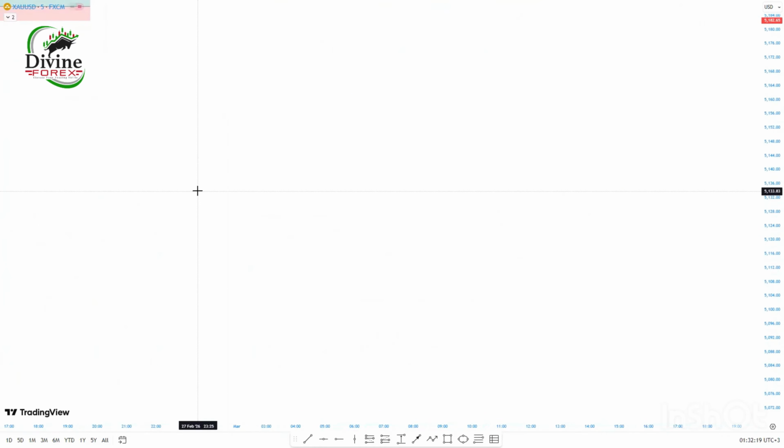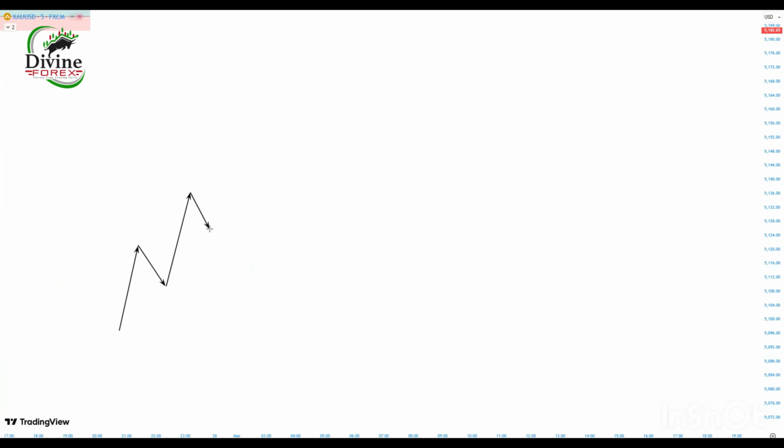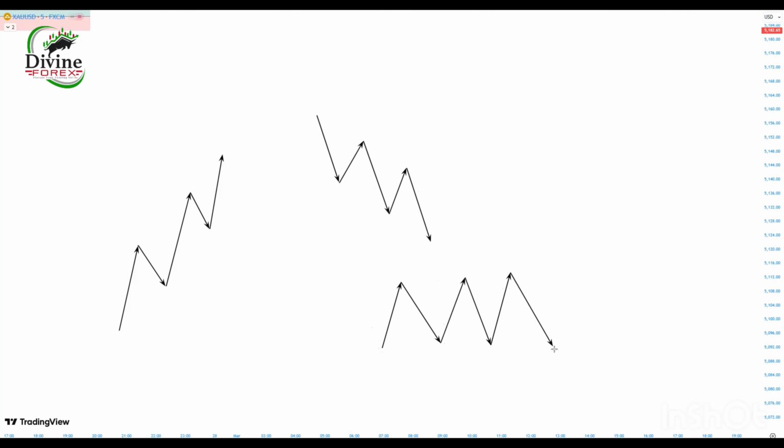What is market structure? Market structure is simply how the market moves. And usually the market moves in just two to three forms. The first form is an uptrend, whereby we have a series of higher highs and higher lows. In the second form, we have a downtrend, whereby we have a series of lower lows and lower highs, like this one. And the third one is a sideways market. Other people term it a consolidation type of market. This is very basic. I think everyone is aware of it.